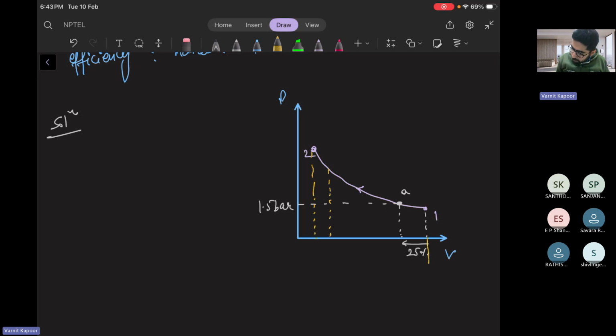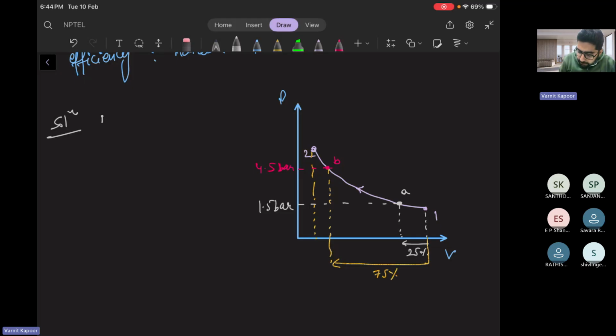So from here till here, 75% has happened. And pressure is given to you as how much? Let us say this is position B and pressure is given as 4.5 bar. So this is a pictorial representation of what is happening: pressure at A and pressure at B.